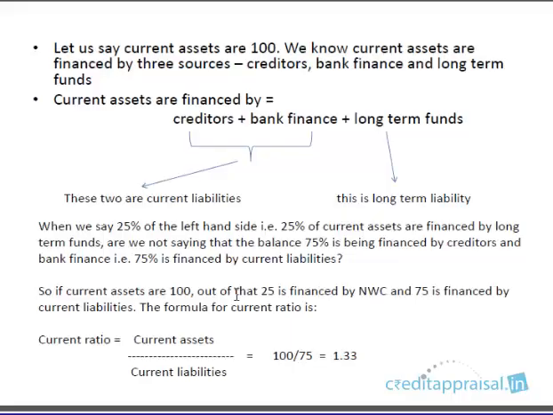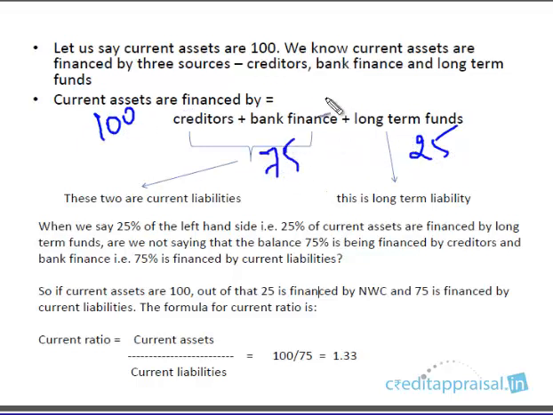Okay. So this slide just summarizes what we just discussed. Say the current assets are 100. These current assets will be financed by three parties: creditors, bank finance, and borrower's margin, or we'll start with borrower's margin as a simplistic case. What we're actually saying is the long-term funds, all long-term funds. These two are current liabilities, and this is the long-term liability. So out of these current assets of 100, you want this to be 25, 25% of 100. So the remaining will be 75.